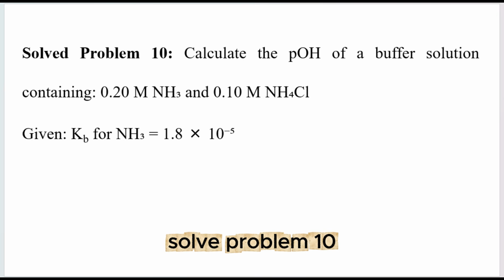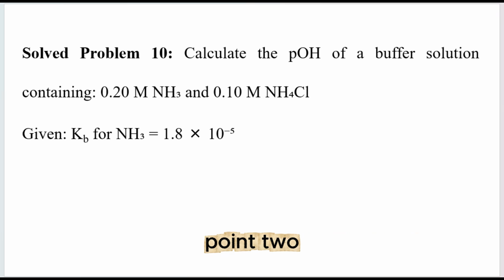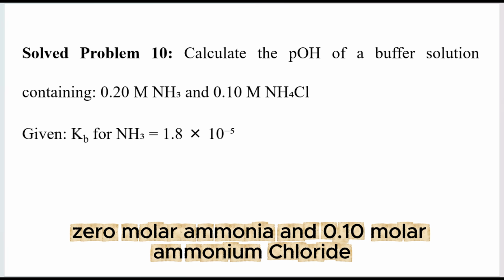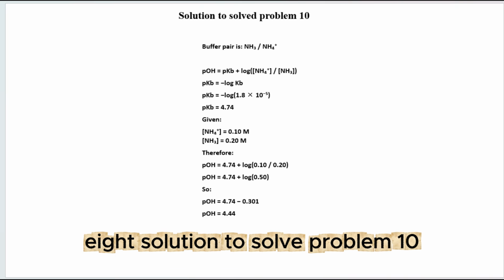Solve problem 10. Calculate the pOH of a buffer solution containing 0.20 molar ammonia and 0.10 molar ammonium chloride. Given, Kb for ammonia solution equals 0.00018. Solution to solve problem 10.